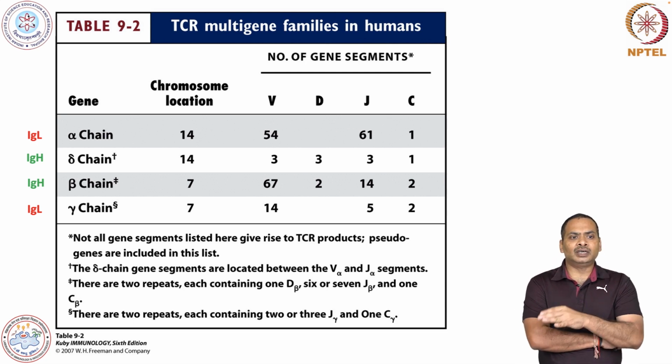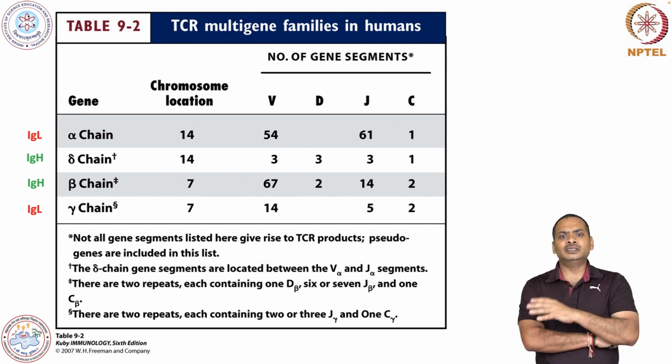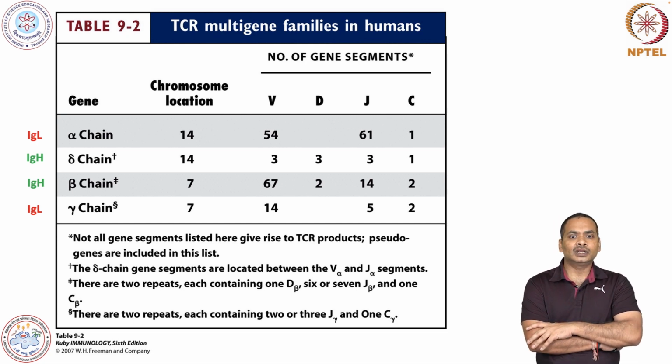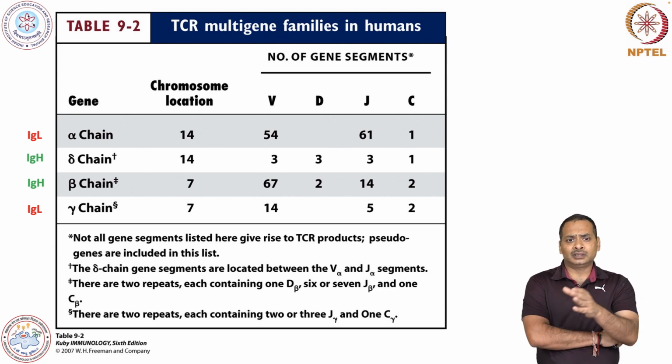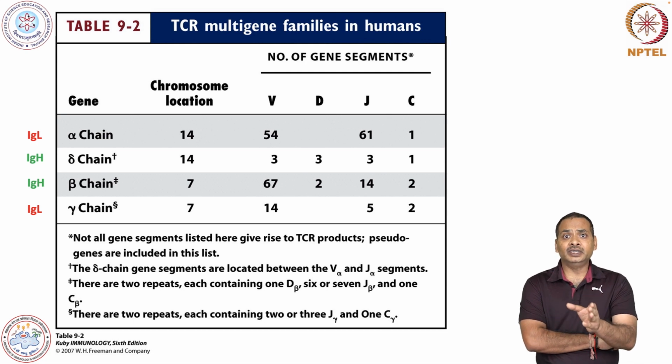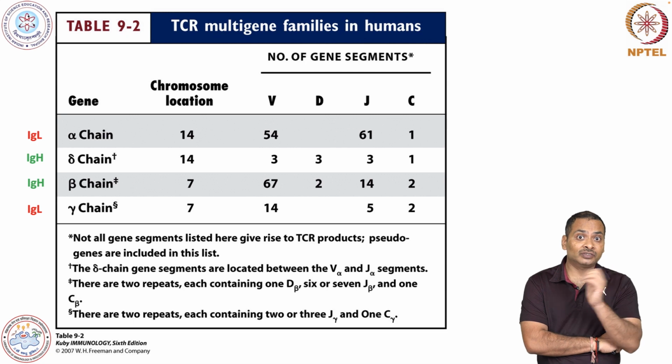So similarly, the alpha chain has only V and J, and one constant region. In the case of beta, you can see that there is a VDJ. It is the same as the heavy chain of an antibody.